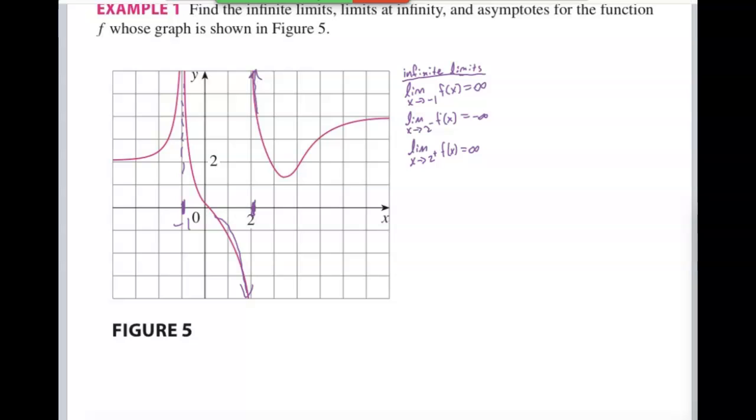And so then from that, my takeaway is that I have vertical asymptotes in two places. I have a vertical asymptote at x equals -1, and I have a vertical asymptote at x equals +2. Right? Questions?